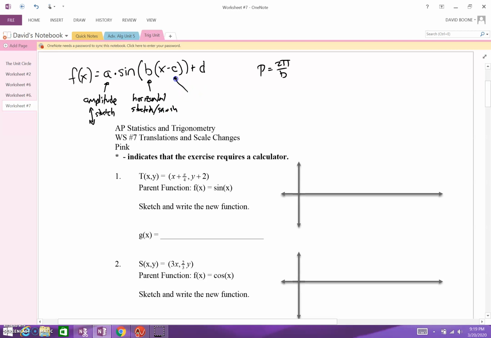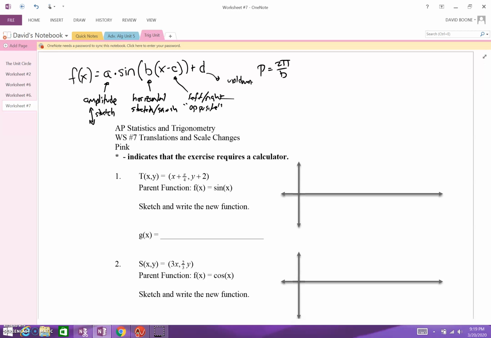All right. The c value in here, and again, we like to always have that little negative in front because it helps us think about going opposite. This is telling us how it's moving left or right. But again, what we do is we think opposite because of that negative in front. So if it's like x minus 4, they'd be moving it to the right 4. If it's x plus 4, we'd be moving it to the left 4. And then this d tells us how we move it up or down.